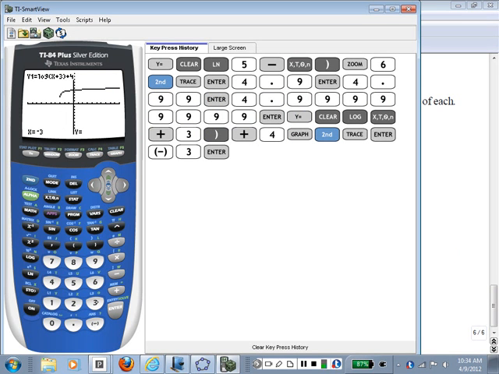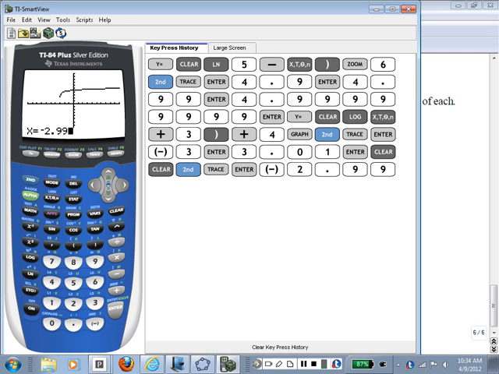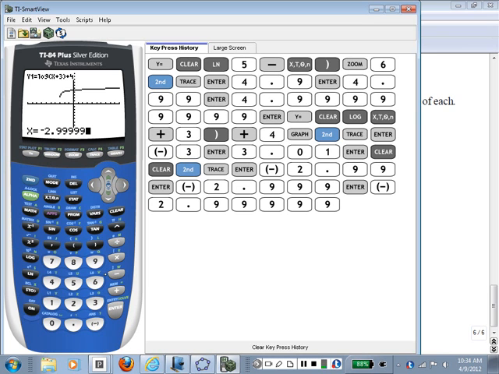If we go -3.01, oops, sorry, negative, second calc value. -3.01 is not in the domain, is it? How about -2.99? Is that in the domain? Is that greater than -3? Yeah, that works. That's going to be 2. How about -2.999? How about -2.9999999?